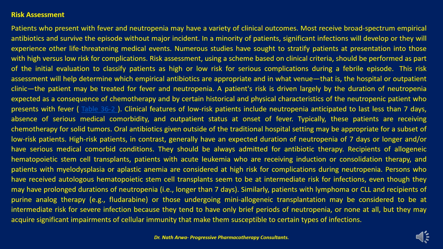Similarly, patients with lymphoma or CLL and recipients of purine analog therapy, e.g., fludarabine, or those undergoing mini-allogeneic transplantation may be considered to be at intermediate risk for severe infection because they tend to have only brief periods of neutropenia, or none at all, but they may acquire significant impairments of cellular immunity that make them susceptible to certain types of infections.